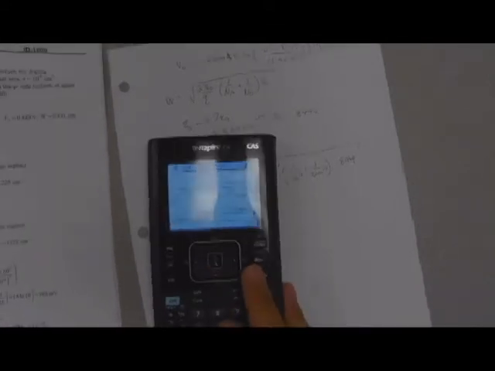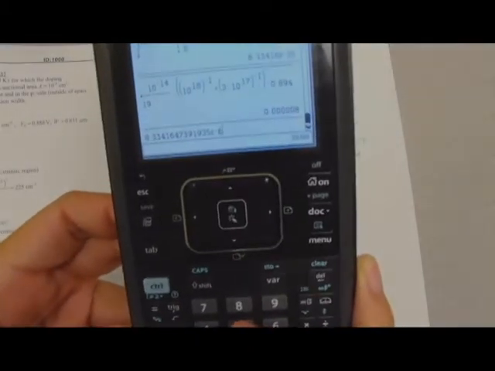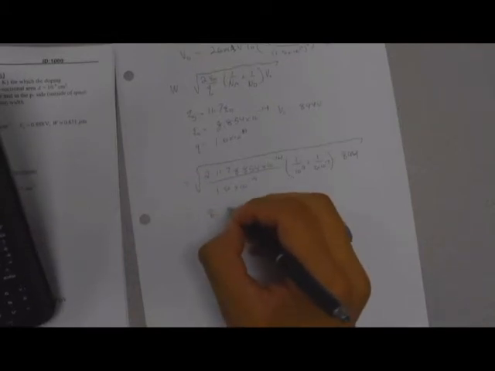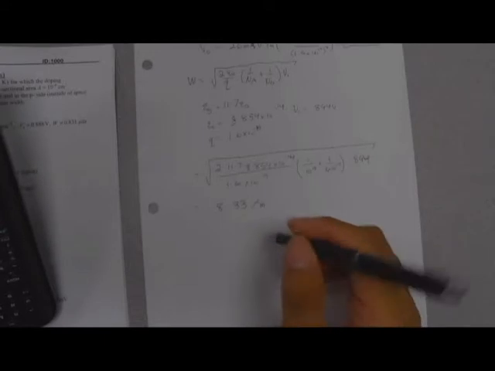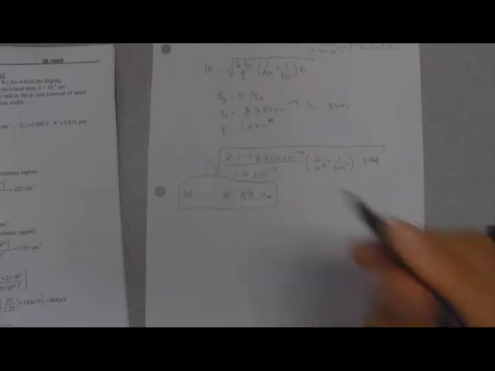So that results in 8.33 micrometers, which is the width of the depletion region. And that is the end of that problem.